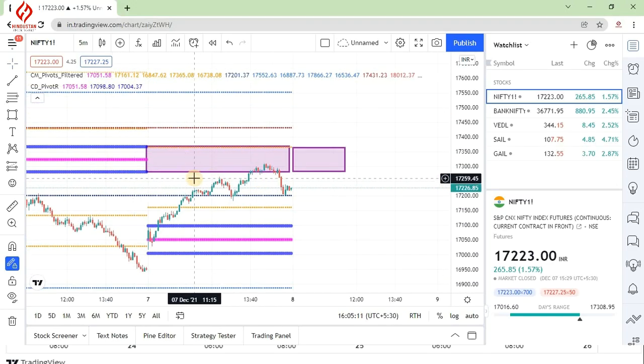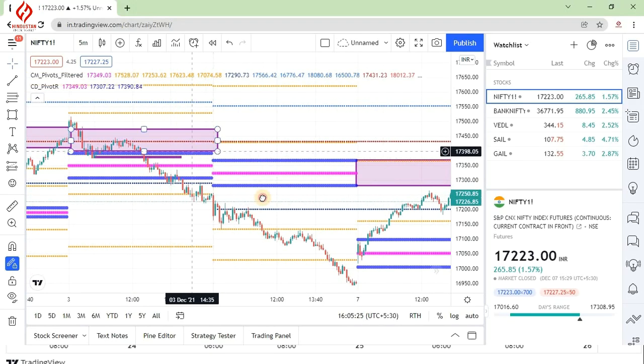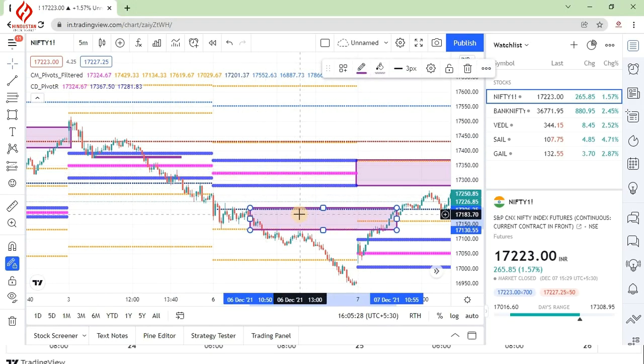So virgin CPR is powerful when it is new, and virgin CPR works as a strong support and resistance. Accordingly, you need to take trades, and virgin CPR works best in the morning session, the market opening session, right? So this is all about virgin CPR.